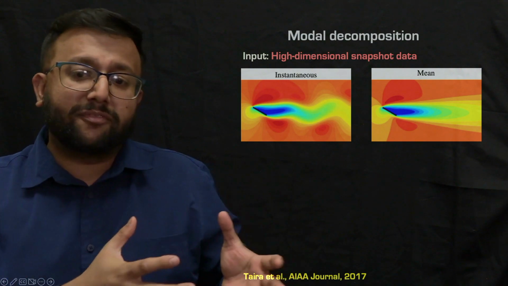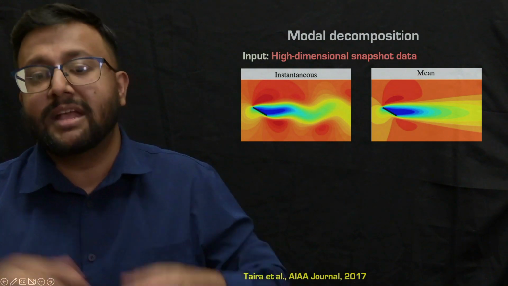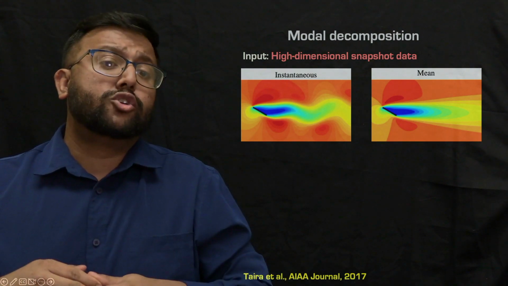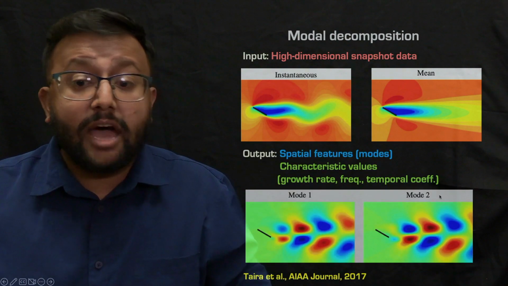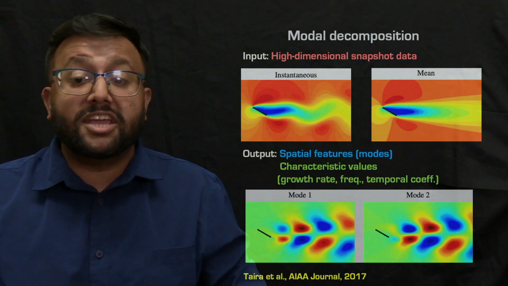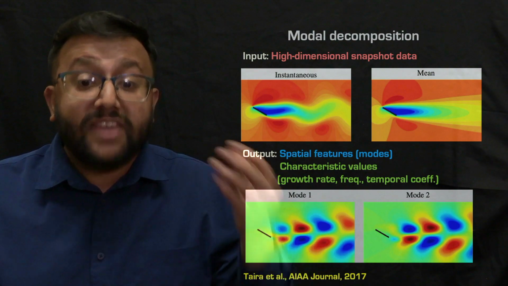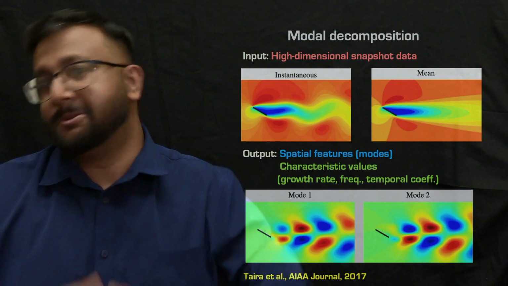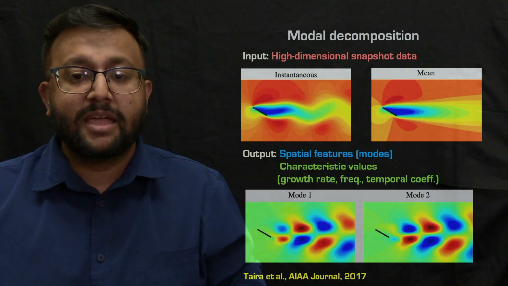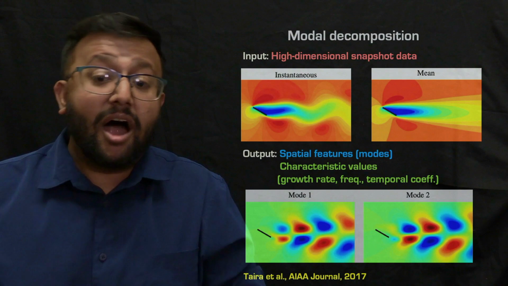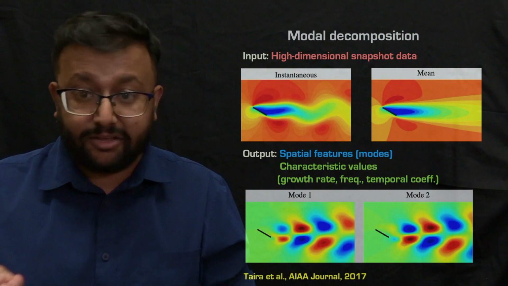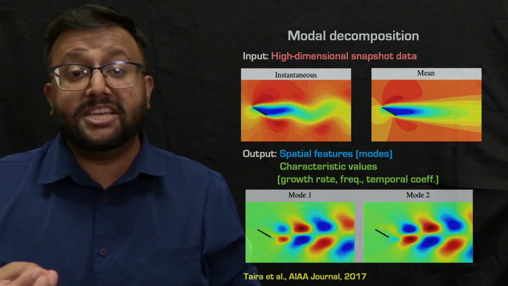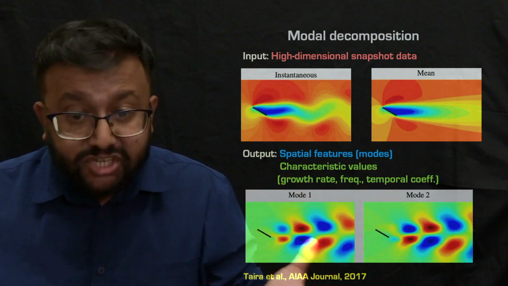So we can visualize what the flow field looks like, the instantaneous snapshot, as well as the time averaged mean flow. So what does modal decomposition give? Now, the typical output of modal decomposition is spatial features or modes or patterns or coherent structures or instabilities of the flow. Now, these spatial features are accompanied by characteristic values, which could be either growth rates or frequencies associated with these patterns or temporal coefficients.